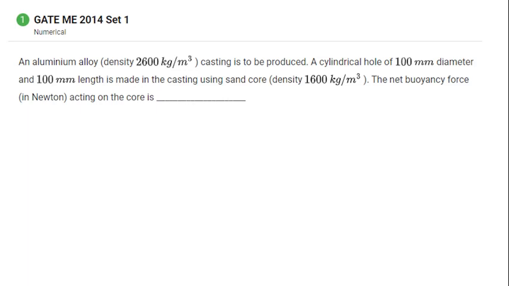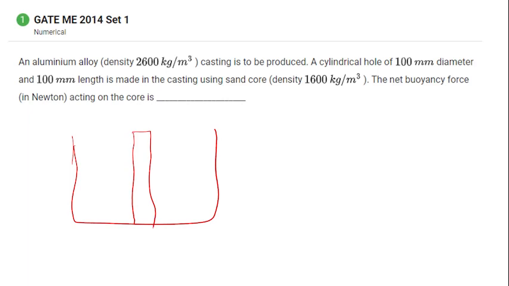So we have seen that whenever you need a hole, in your pattern you make a core. Suppose this is your pattern. In this you will fill your casting and you want a cylindrical hole. So you will make one core. Then you will fill the metal and it will be solidified. Then when you remove your core and your pattern, you will get a casting in which there is a cylindrical hole, right? So when your core is like that, it will experience a buoyancy force.